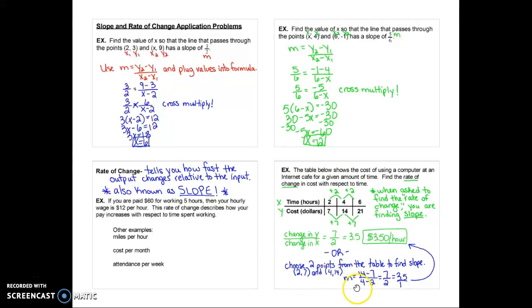You use your slope formula of y2 minus y1, so 14 minus 7, over your x2, which is 4, minus x1, which is 2. You'll notice you will get to the same answer as long as you calculated it correctly. 7 over 2 is the same thing as 3.5 over 1. So I have $3.50 per 1 hour. Because remember it was dollars over hours. So $3.50 per hour.